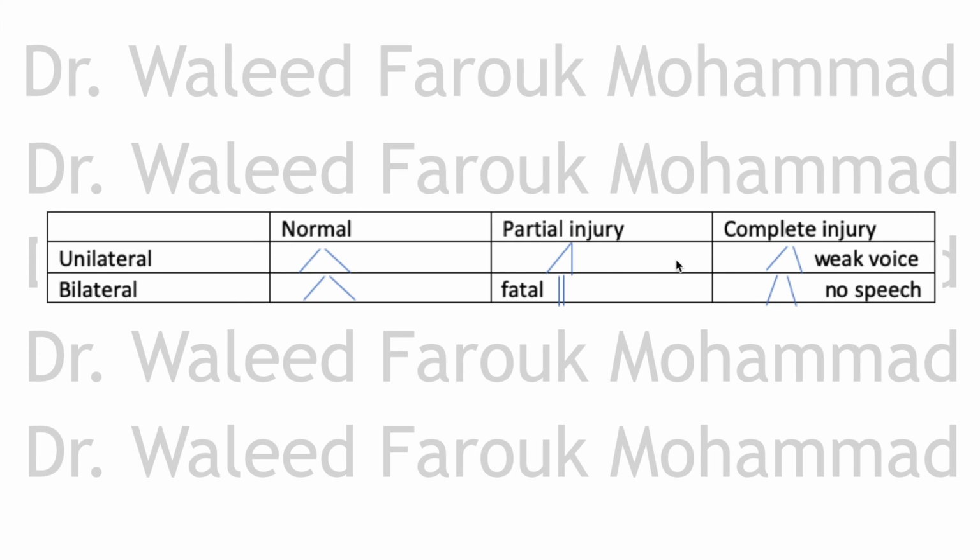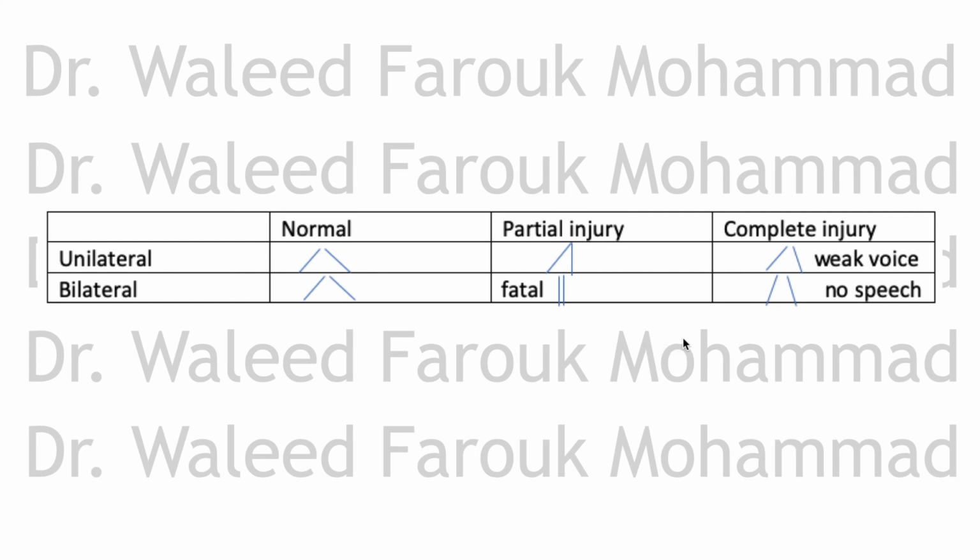Complete injury of the nerve means it's cut or severed. The cord will not be adducted, neither abducted. It will be just hanging there midway, midway between adduction and abduction. No action in the cord. You cannot abduct or adduct. The voice will get weakened. That's it. Weak voice. Okay?